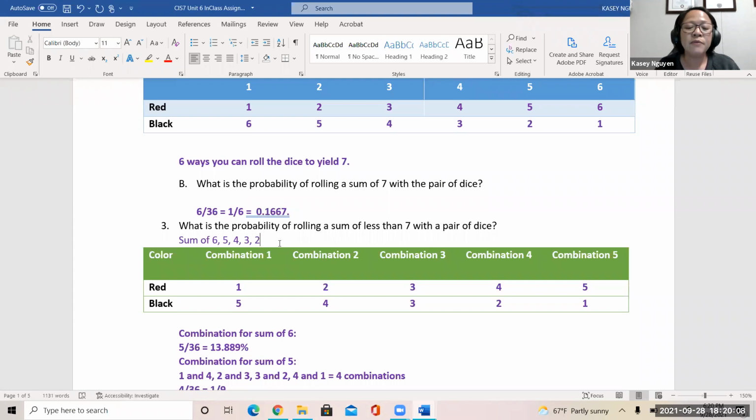So then we would start putting together the first set of combinations for the first sum, which is a 6. So I would have a 1 and a 5, a 2 and a 4, a 3 and a 3, a 4 and a 2, and a 5 and a 1. And that gives me 5 combinations to get a sum of 6.